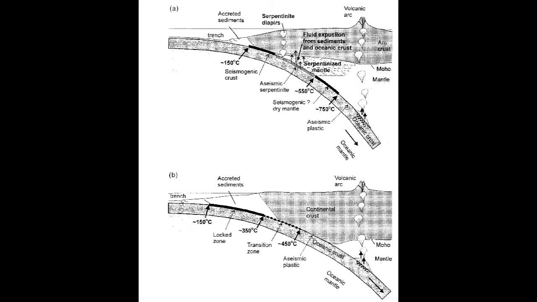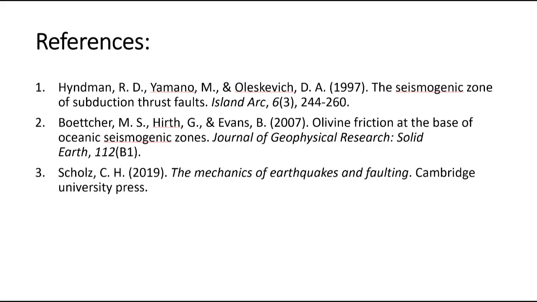In conclusion, the seismogenic zone is where most earthquakes occur, which is correlated to velocity weakening. Temperature plays a large role in the lower limit of seismic activity, while the upper limit is more affected by the composition of sediments, as shown by subduction thrust faults.